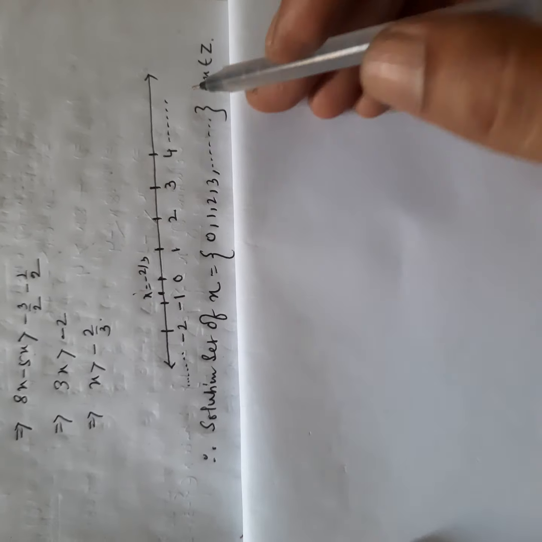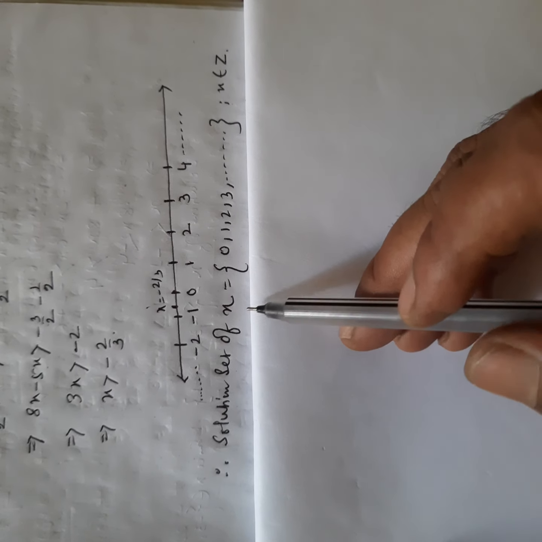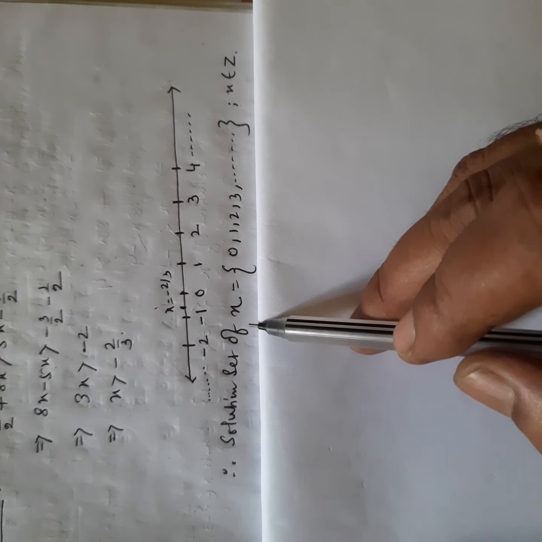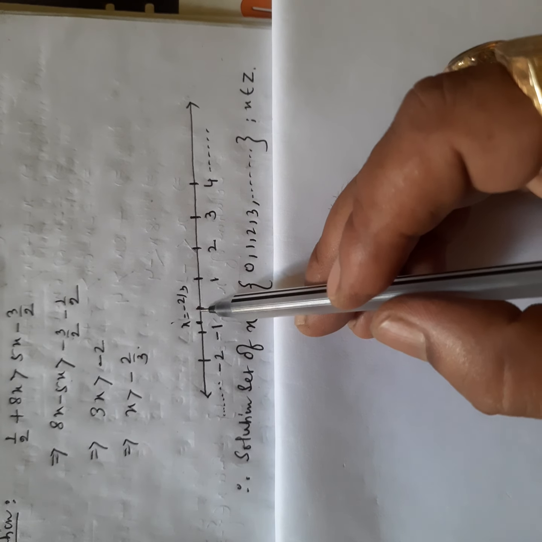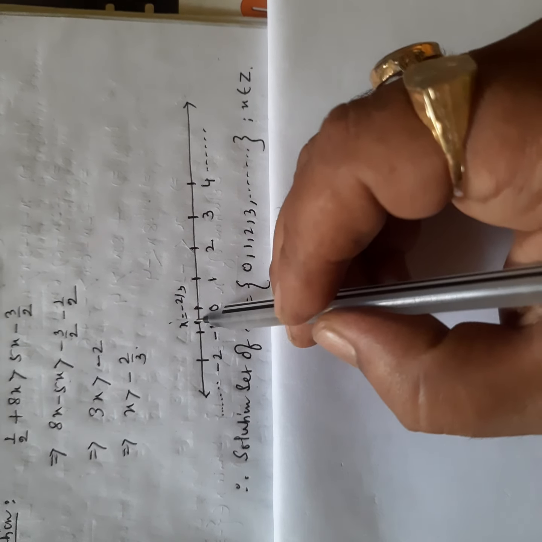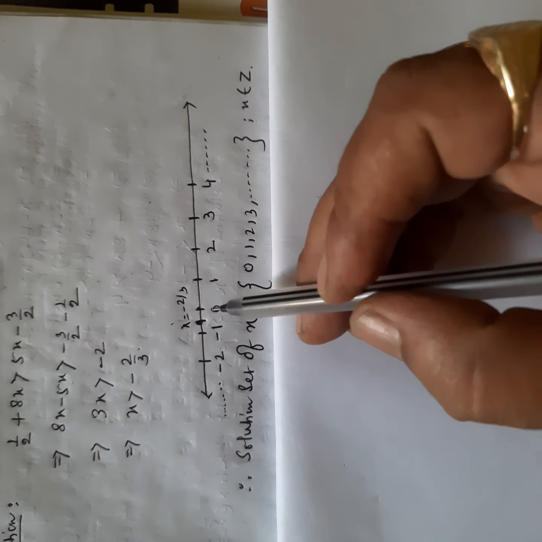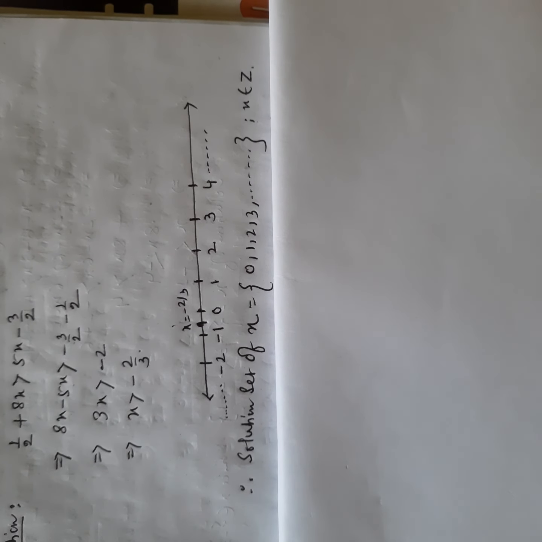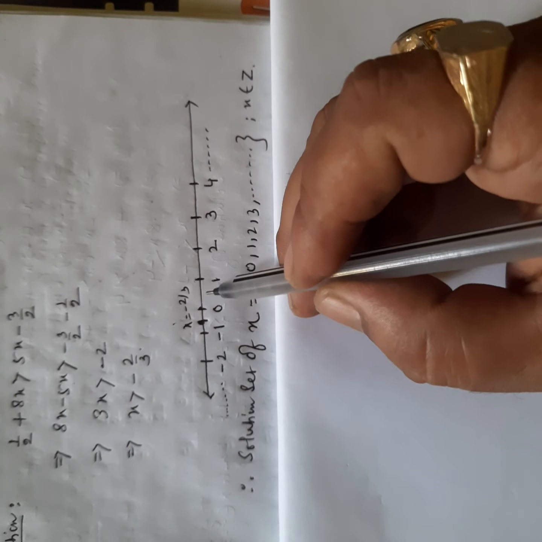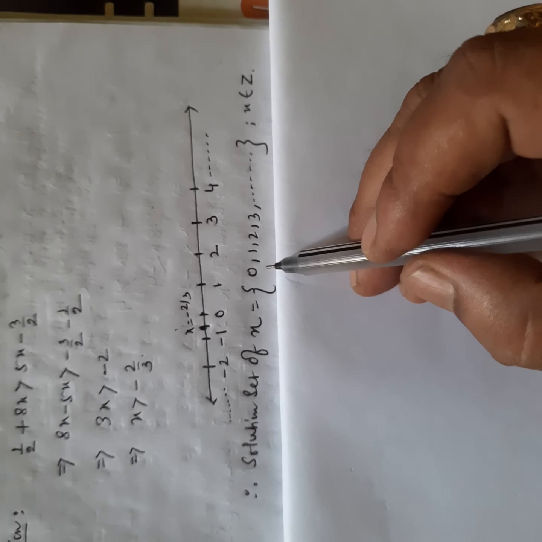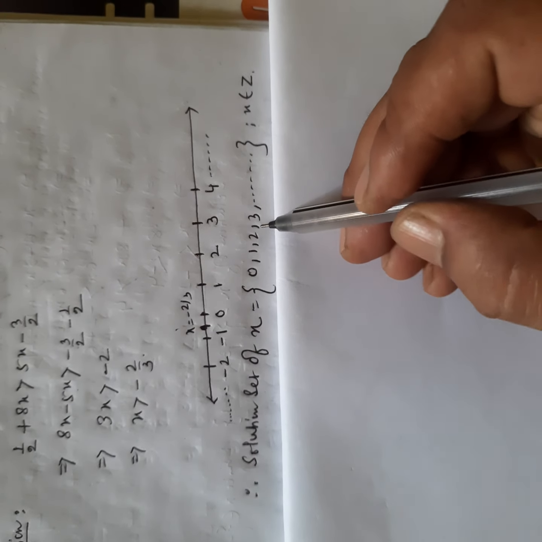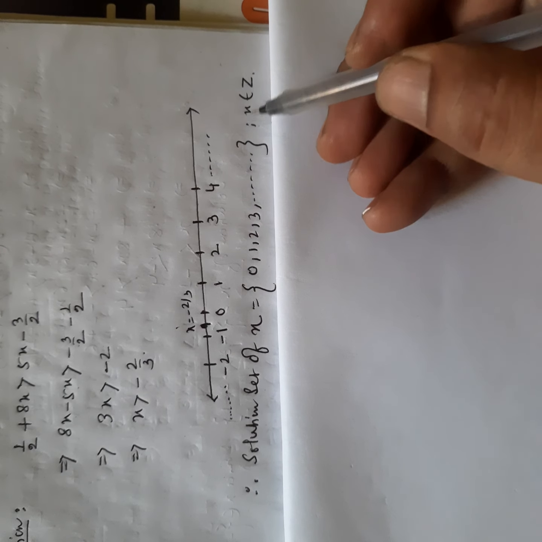We represent the solution set. Therefore, the solution set of x is x > -2/3. That means at this point x equals -2/3, which lies between 0 and -1. So x > -2/3. So the solution set of x equals 0, 1, 2, 3, and so on, since x belongs to Z.